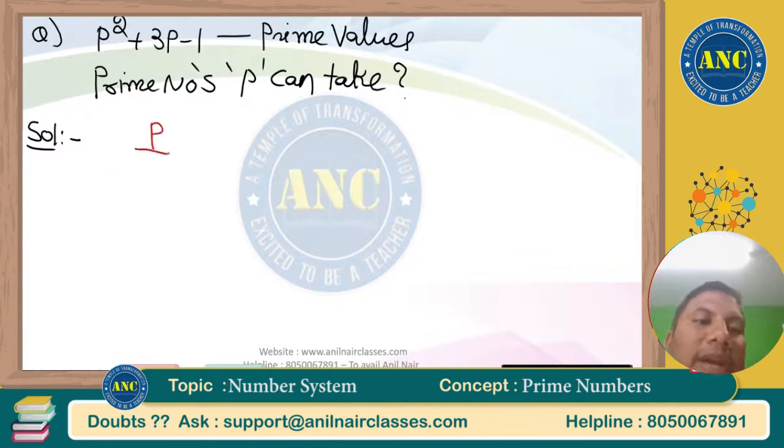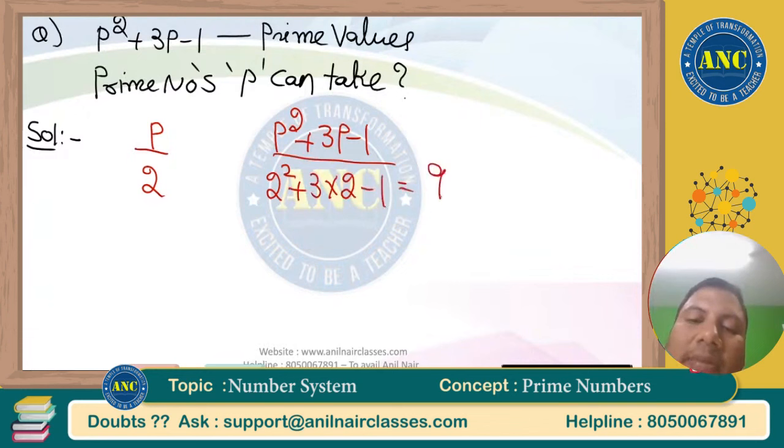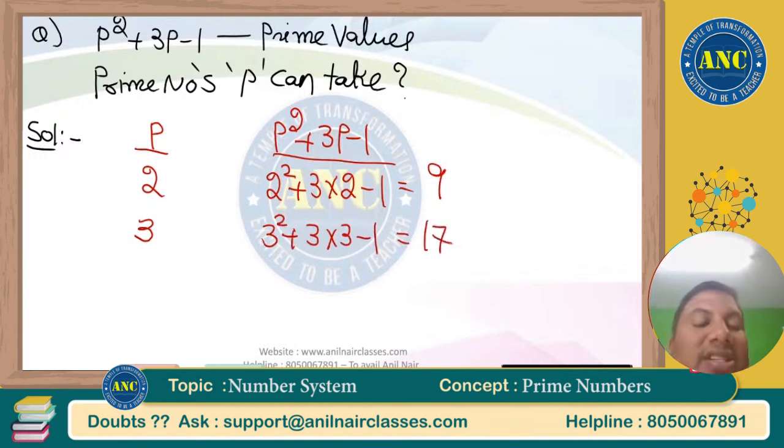First we will write p here and the expression in the question, p square plus 3p minus 1. The lowest prime number is 2. So this is 2 square plus 3 into 2 minus 1. 4 plus 6, 10, 10 minus 1, 9. 9 is a composite number. Next it is 3. 3 square plus 3 into 3 minus 1, 9 plus 8, it is nothing but 17. 17 is a prime number.